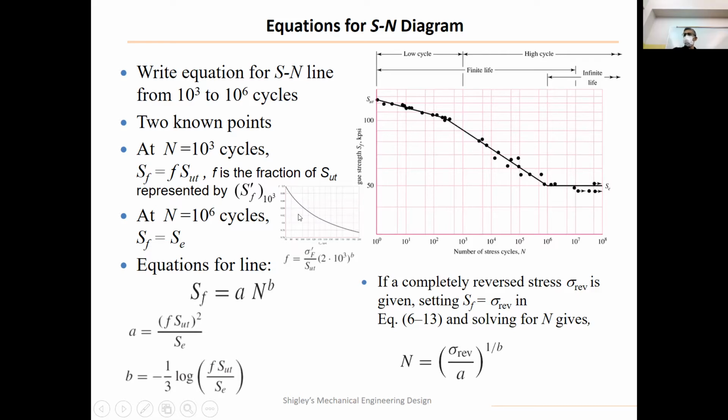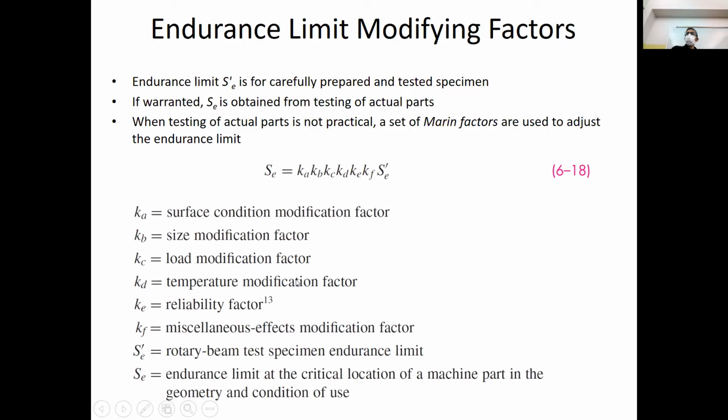You can find it from the chart in your table, in your book, I'm sorry, and it usually ranges from 0.9 to 0.78. If you know the completely reversed stress and you want to find the number of cycles, you can use this equation here. Again, it uses the factors a and b. In order to correct the endurance limit, we use these correction factors, ka, kb, kc, kd, ke, kf, and you used these in Intro to Machine Design.